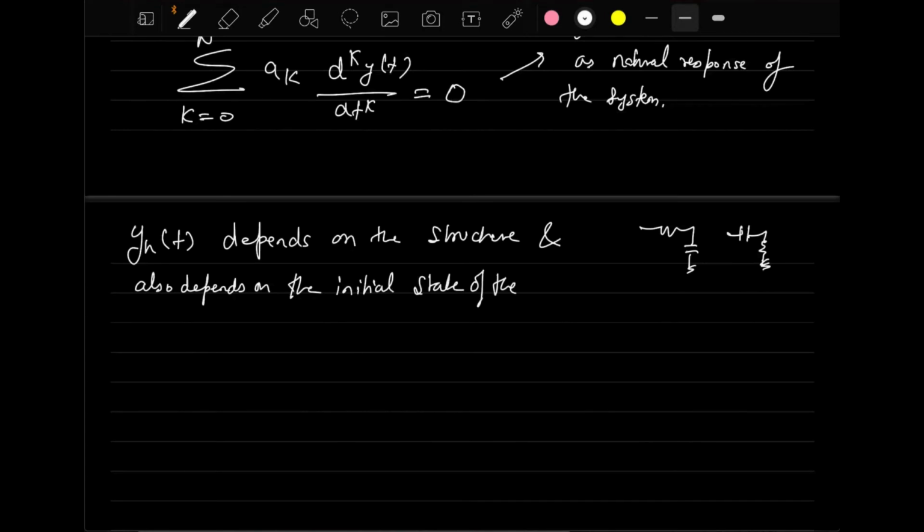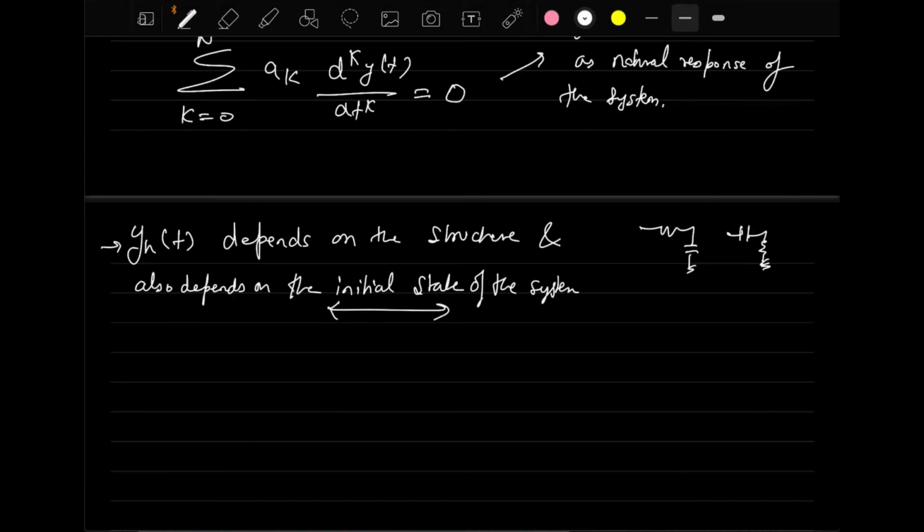This point is important: the yst, the part of the solution that you are getting, is dependent upon the structure of the system and also on the initial state of the system. By initial state of the system, I mean if you have some initial voltages or currents in the capacitor or the inductor, then yst will completely depend upon that also.